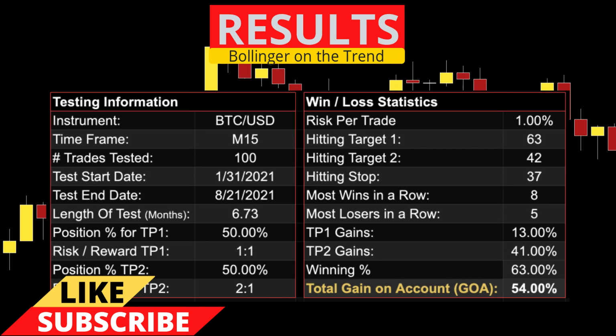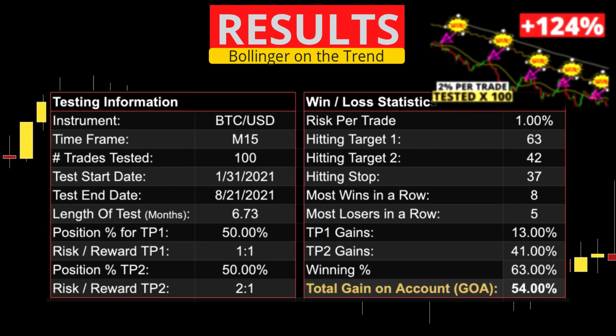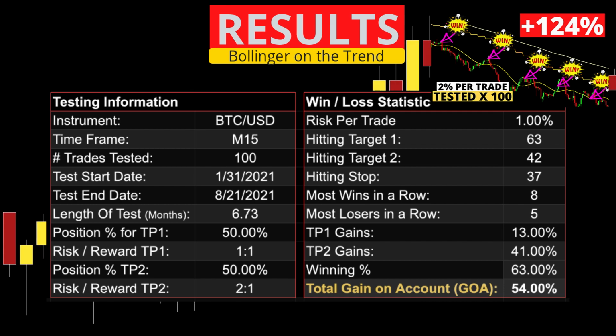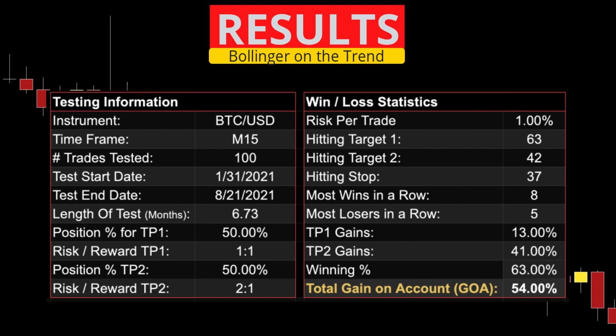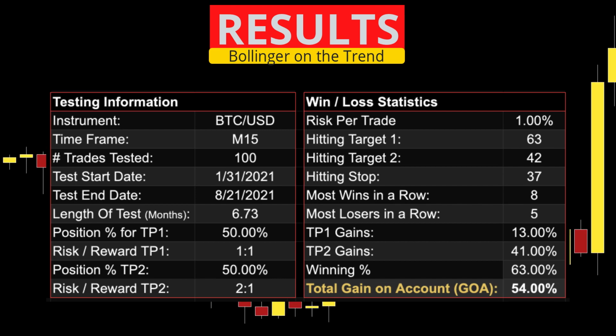Remember, this is just 100 tests on one instrument. If you are thinking of using the system, please do all the required testing and be sure to let our community know what you discover. This test was done on Bitcoin versus the US dollar, 15-minute candles. It took about 7 months to find the 100 setups.